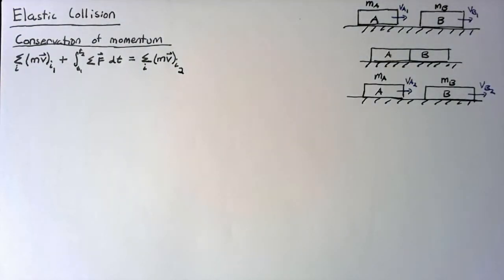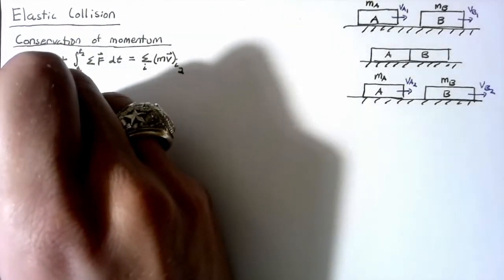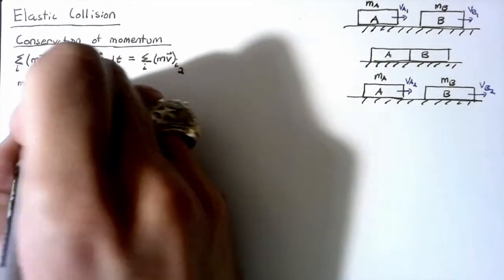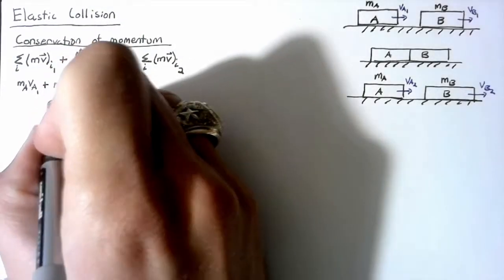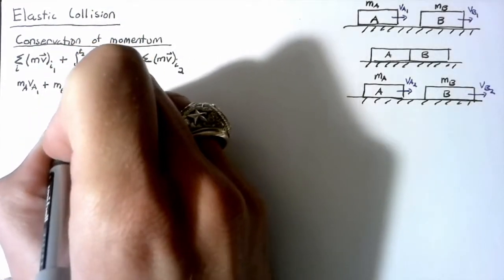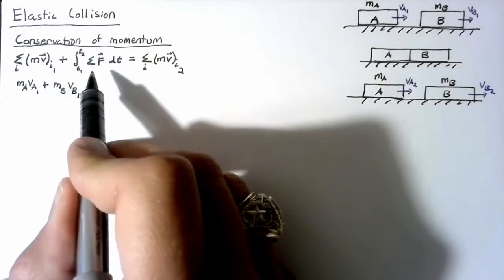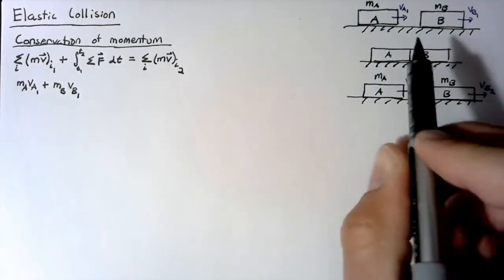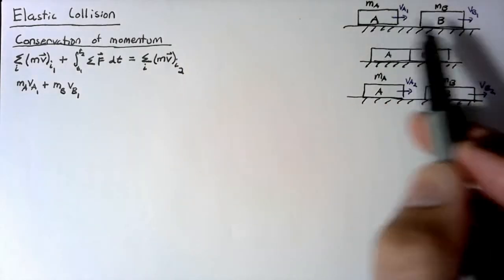So how would I write this for this specific case? First, for A1, I would say that mass of A times the velocity of A1. Then for B at state 1, this would be mass of B times the velocity of B at 1. I don't actually have any forces here. We have forces between these two objects, but we don't have any external forces. Or rather, we don't have any external forces in the direction that we're interested in.